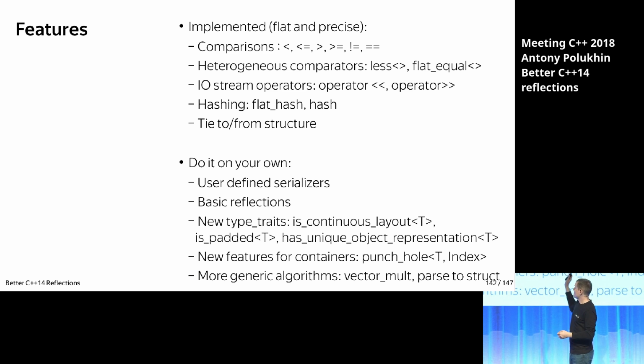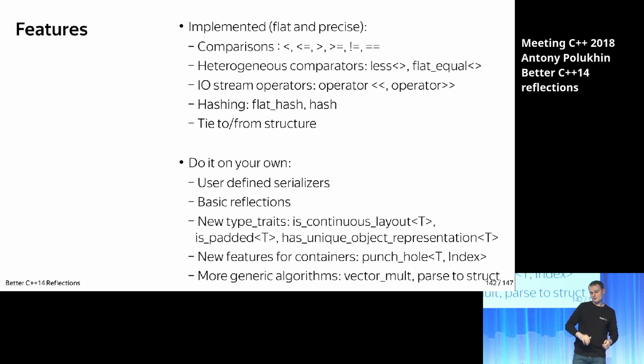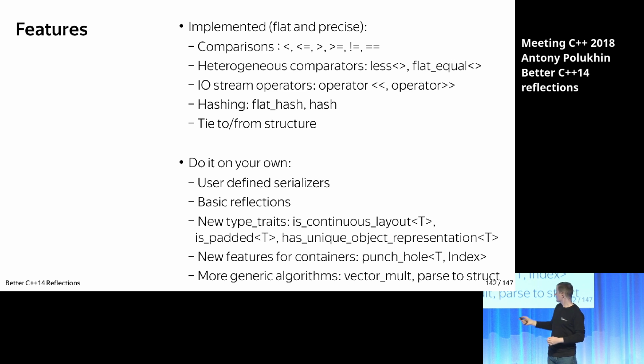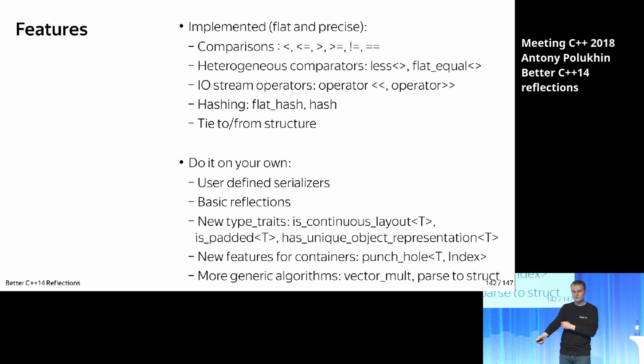Also, you can do basic reflections, static assert that user-provided structure has this type of the field. You can create your own type traits. For example, is continuous layout or has unique object representation. This is available in C++17, but well, you can do it in C++14 now.